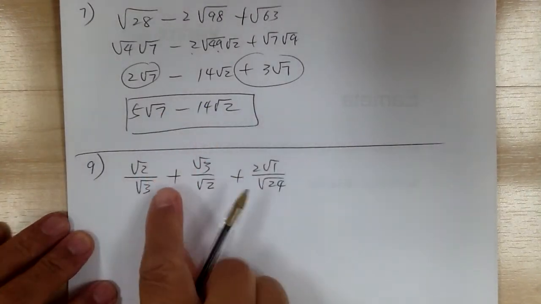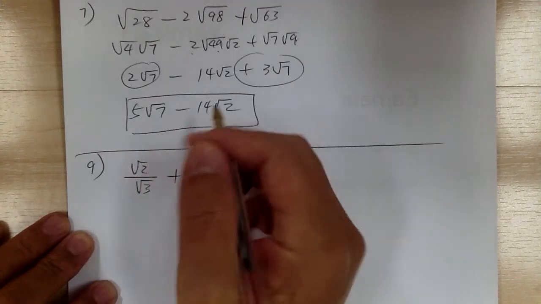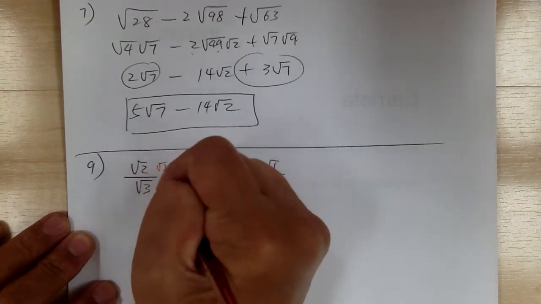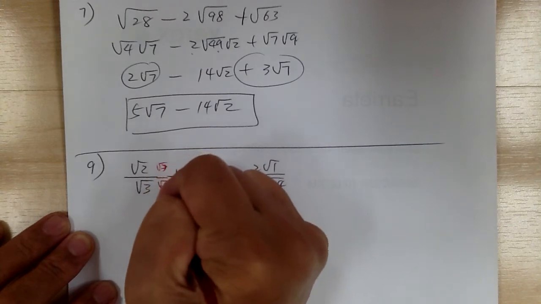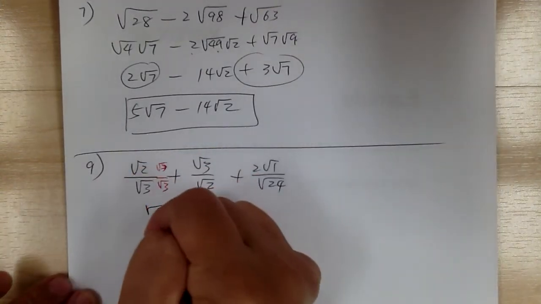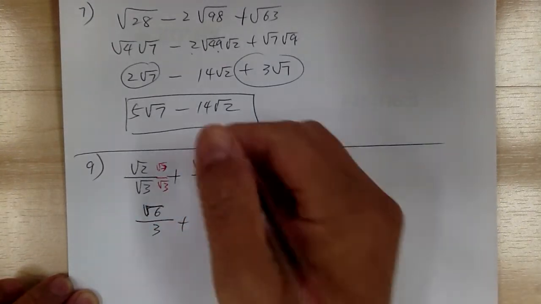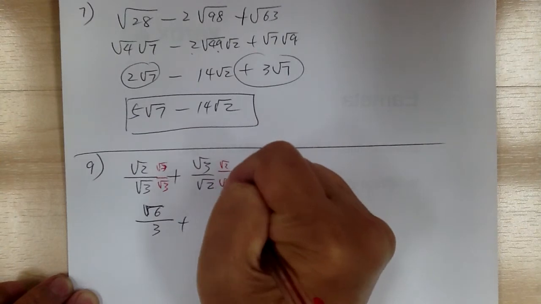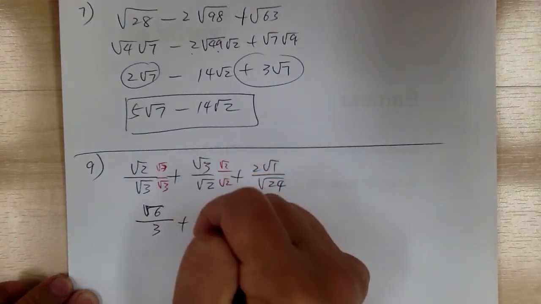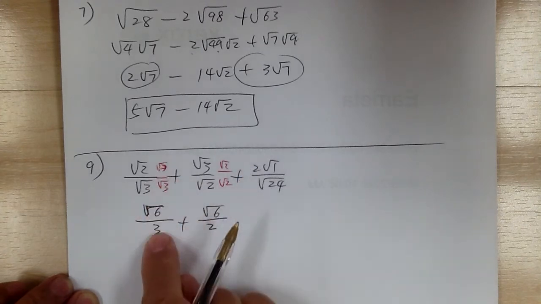So multiply. Now when you write this, try to spread out a little bit, so give yourself a little bit of space over here. So times it by square root of 3 over square root of 3, so that you will get square root of 6 over 3. This one you multiply by square root of 2 over square root of 2, so you get square root of 6 over 2. Okay, this one you get square root of 6 over 3.